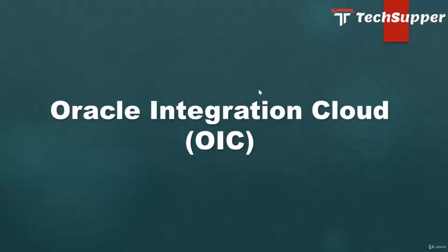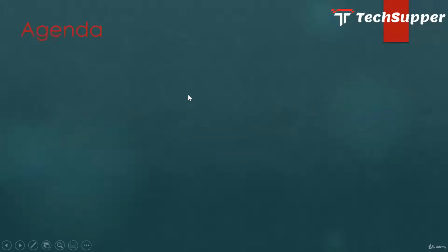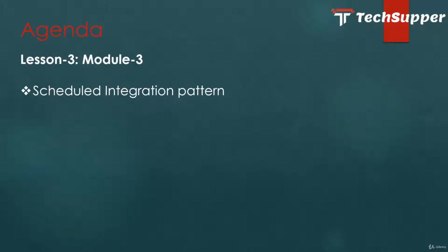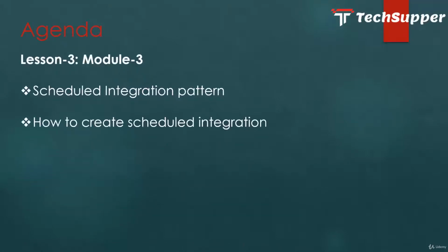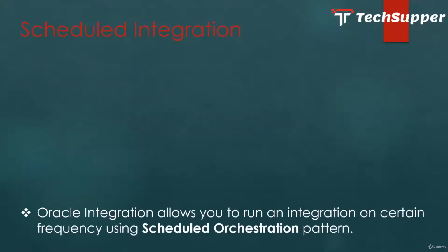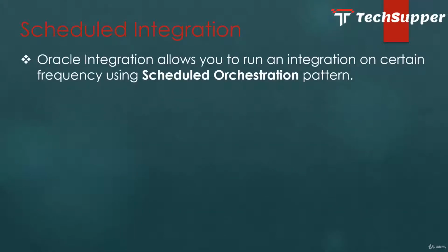So today's video is part of lesson 3, and today we are going to see the schedule integration pattern and how to create a schedule integration in OIC. Schedule integration: Oracle Integration allows you to run an integration on a certain frequency using the schedule orchestration pattern. There is another pattern in Integration Cloud called scheduled orchestration, which will help you run any integration on a certain frequency.